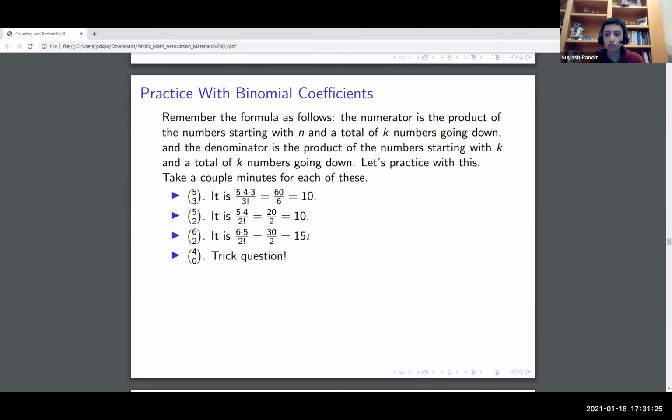Let's see, 4 choose 0. I have a trick question here, guys. Let's think about this one. Remember, 0 factorial is 1. That's important to know.